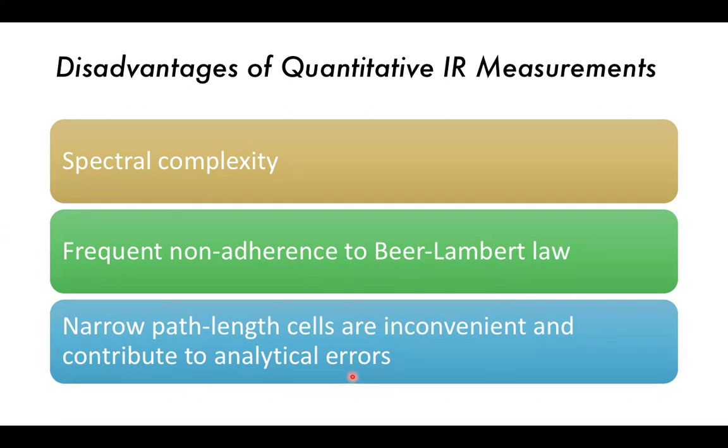However, it also causes problems: when you have a longer path length, you have a more reliable statistical average of your sample, whereas with the narrow path lengths, usually in the region of microns for FTIR measurements, we end up with analytical errors because the short path length means that we're not necessarily guaranteed a perfect representation of our sample.